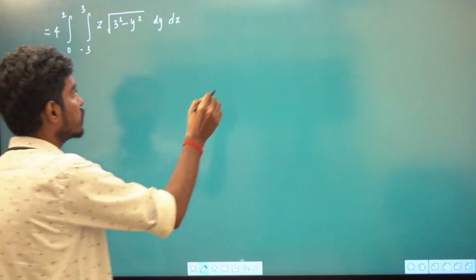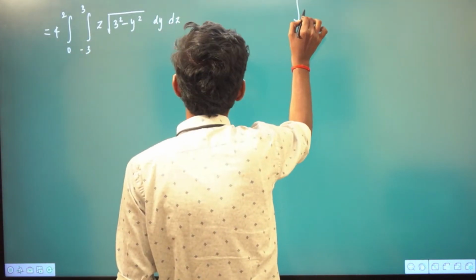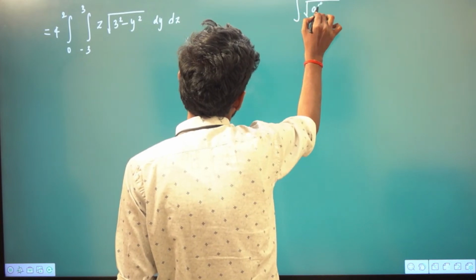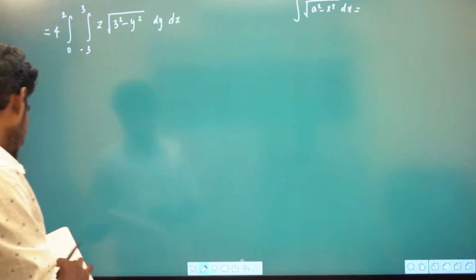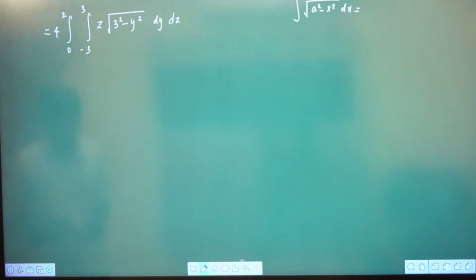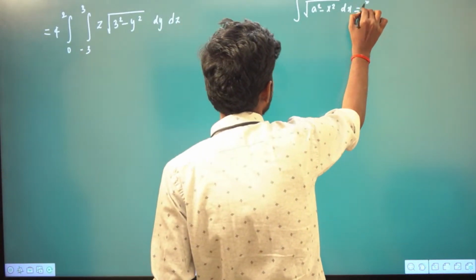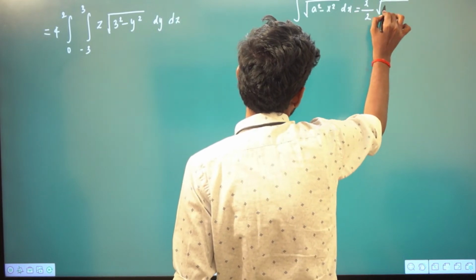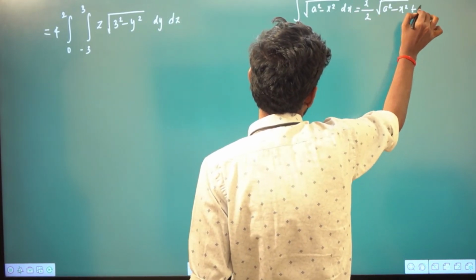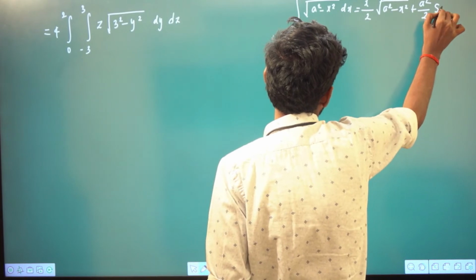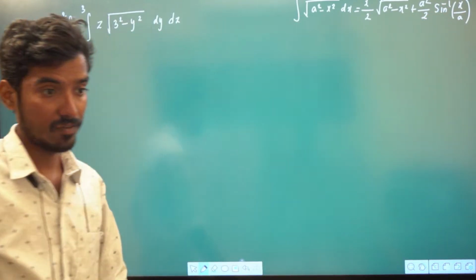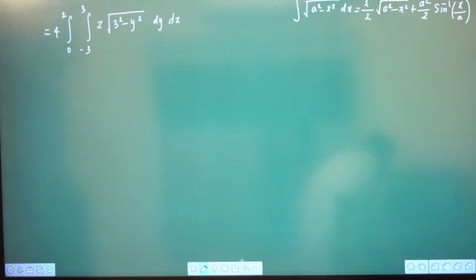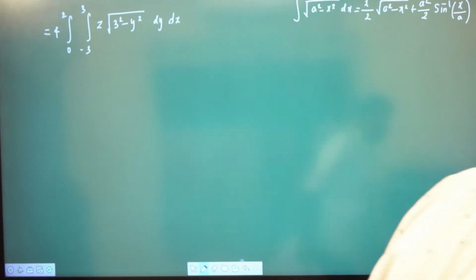Okay. So we know this formula, right? Integration of square root of a square minus x square dx. So x by 2 root of a square minus x square plus a square by 2 sine inverse x by a. These are very standard formulas that we come across in school level itself, right?